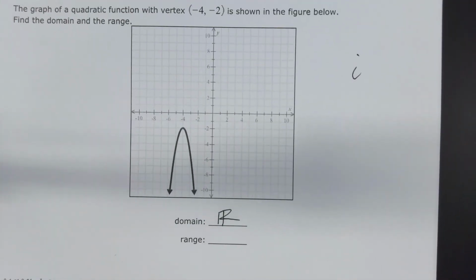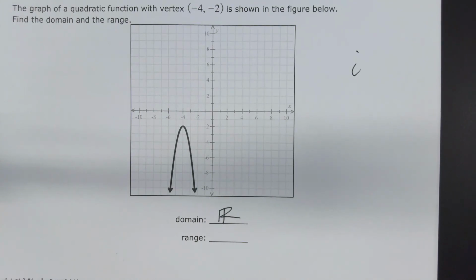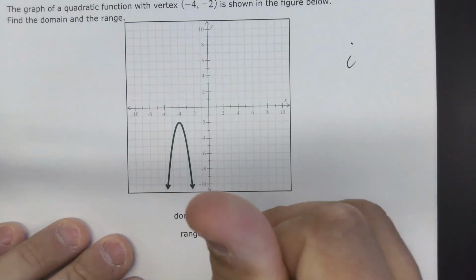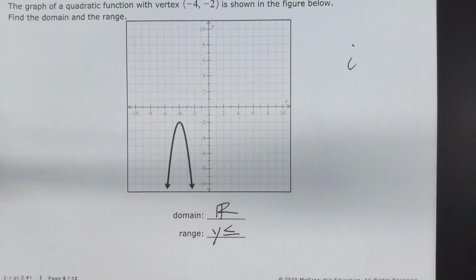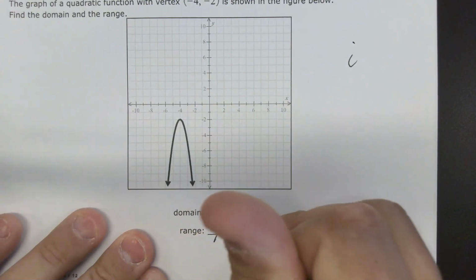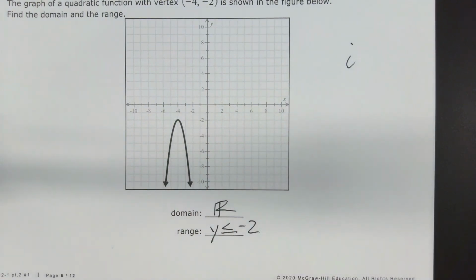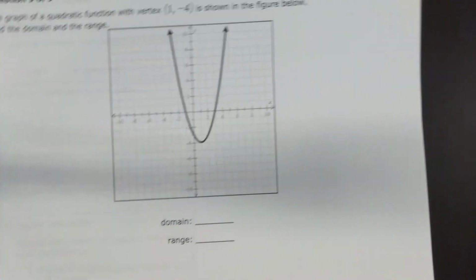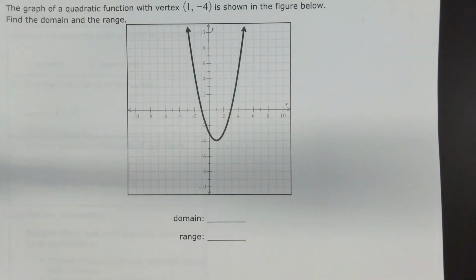Okay. So the range. It opens down, right? Because it opens down, it's going to be less than. What's the y coordinate of the vertex? -2. Pretty easy, right? Okay, let's do one more. You guys do this one on your own. I'm going to give you 30 seconds. Shouldn't take you much more than 30 seconds. In fact, you can probably do it in your head.